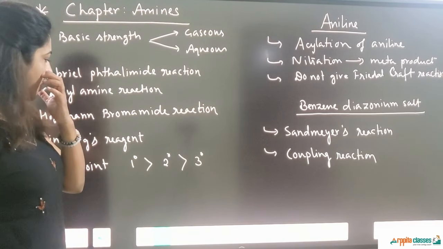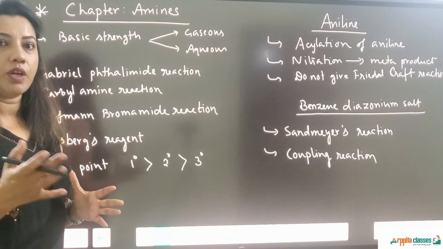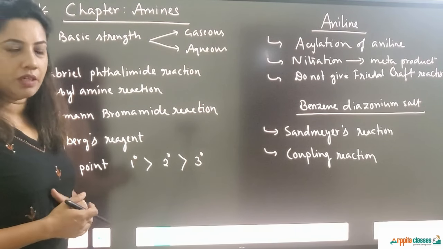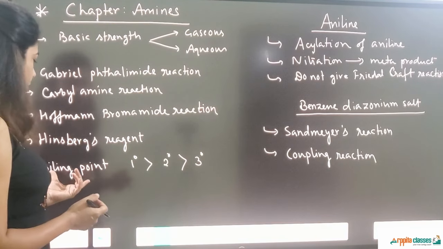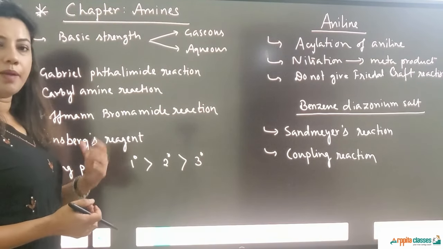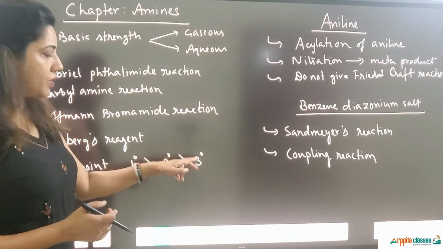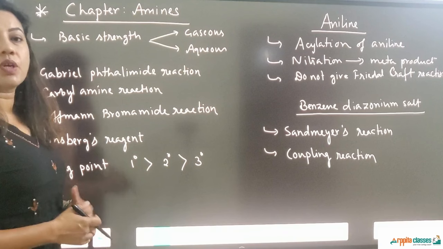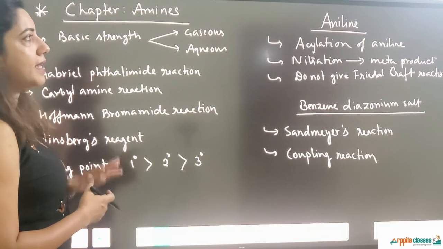Hinsberg reagent, okay, where you know that we use a benzene sulfonyl chloride to distinguish the 3 different types of amines. Then we have to discuss boiling point. Why the boiling point of 1 degree amine is more than 2 degree, which is again more than 3 degree. It depends on the number of hydrogen bonds, so prepare this nicely.